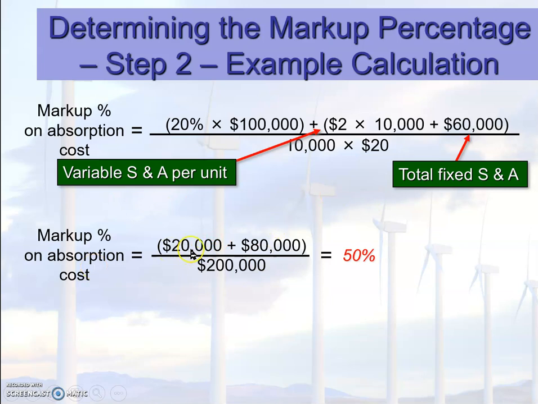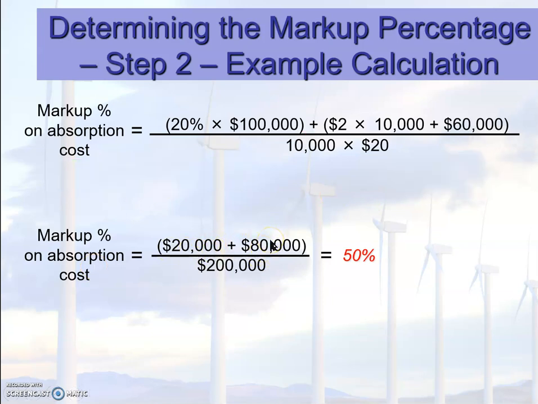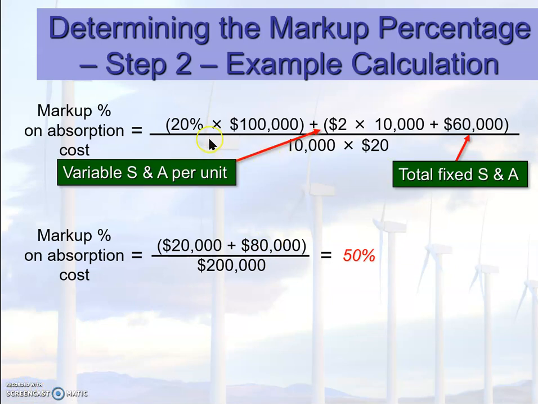20,000. Okay, this 20% times 100,000, that's the investment. But the blue part is this 10,000 of production multiplied with the product cost. Yeah, not the selling price, but it's the product cost. So with this, we have the 50% as the markup percentage on absorption cost.